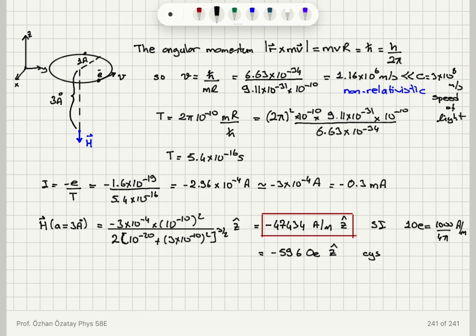So following the right-hand rule, if you look at the direction of the electron motion, you curl your fingers in the direction of the electron motion. The thumb points up in the plus z hat direction, but because of the negative charge, the magnetic field is in the minus z hat direction.